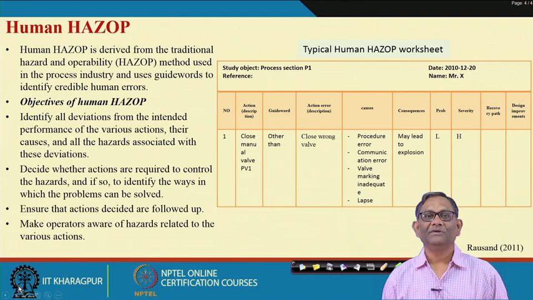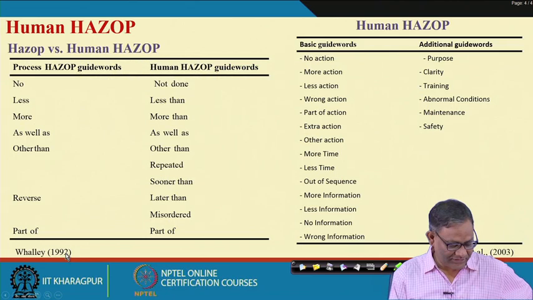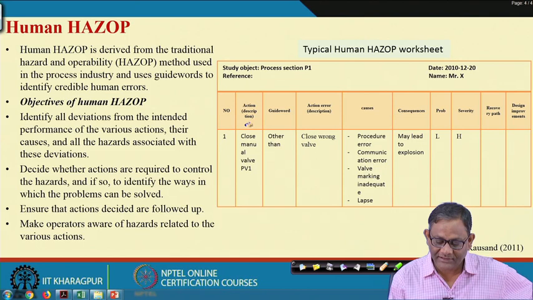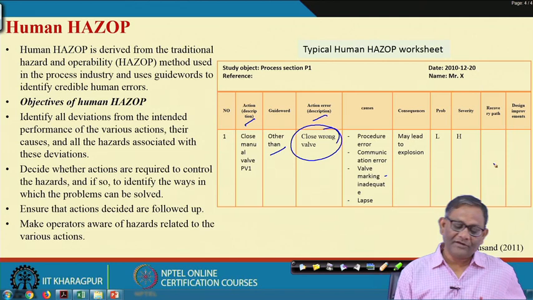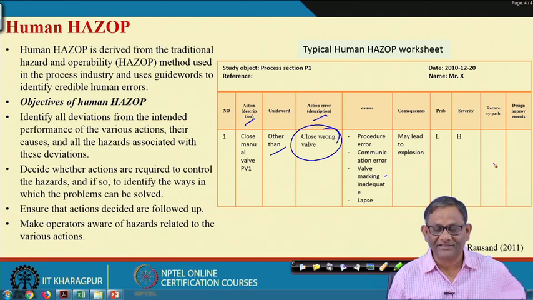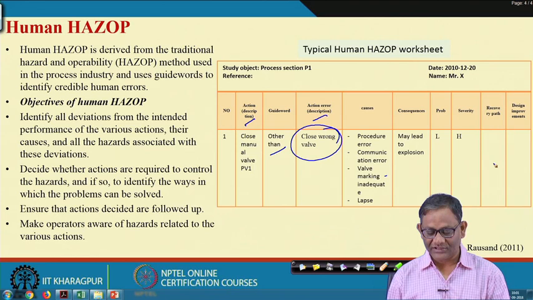So this is the worksheet given here: action description, guide word, action, what kind of error, and then the causes and consequences, like this. In FMEA, what you did was find out the modes, and here you are finding out the deviation. More or less they are similar, but here we are basically using guide words, so maybe you can develop this in a more scientific way.